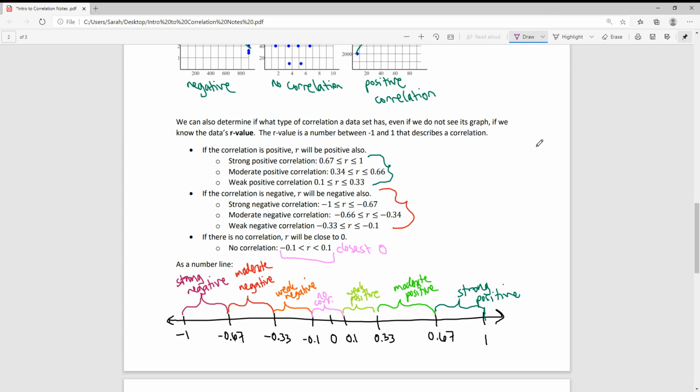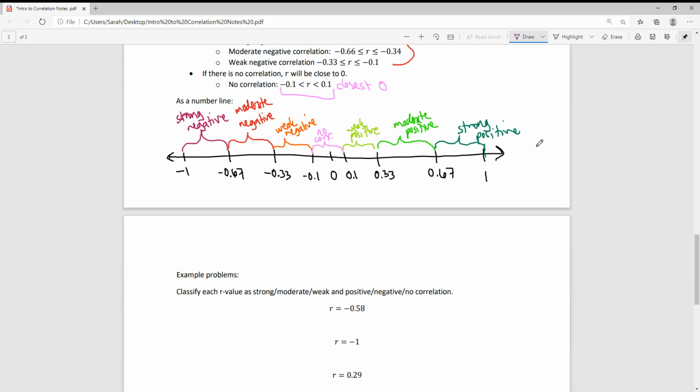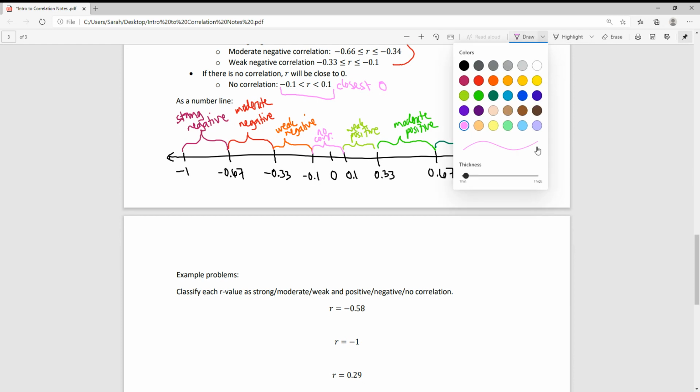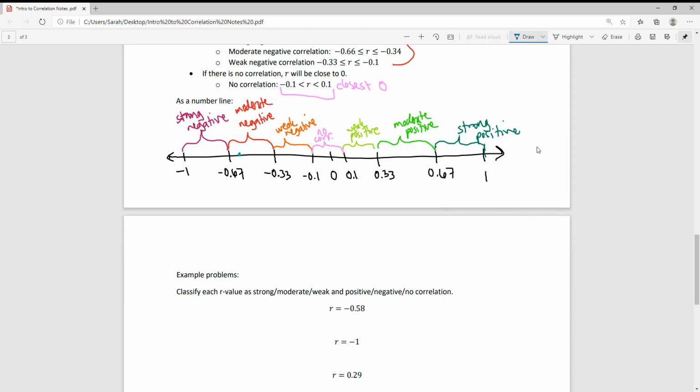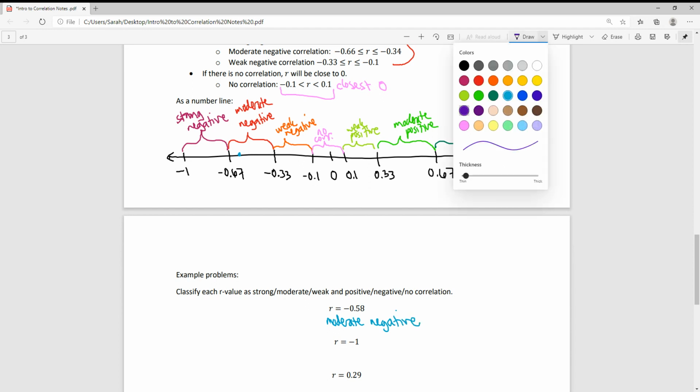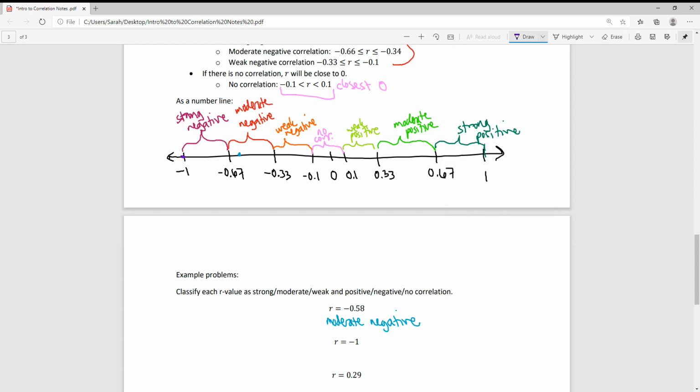So the last thing we're going to do for today is look at some R values and classify them as strong, moderate, or weak, and positive, negative, or no correlation. I'm going to keep that number line in view as long as I can because I think it's pretty helpful. So this first one, R equals negative 0.58. Negative 0.58 would probably be somewhere around here on the number line, roughly. And so that falls into the moderate negative correlation category. Next up, R equals -1 would be right here. That would be the strongest possible negative correlation you could have. So this one would be a strong negative.